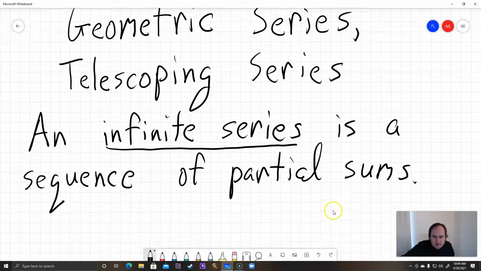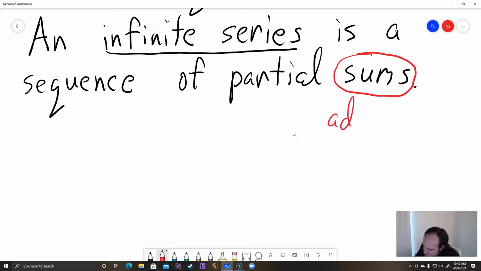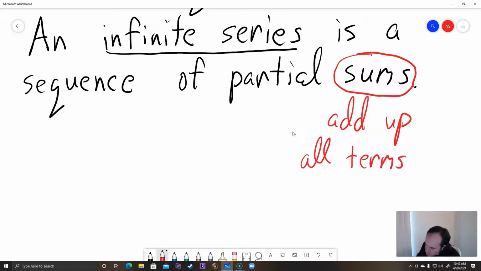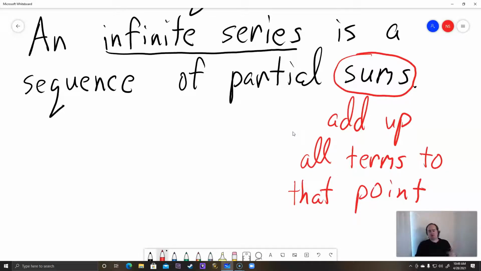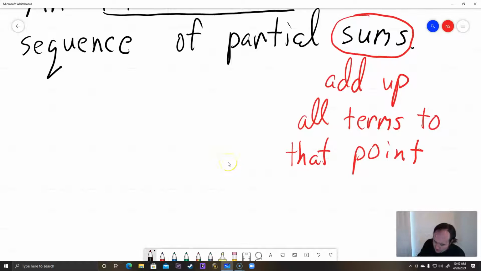So it's a sequence of partial sums, and remember that the word sum means add. So you add up all terms to that point. Okay, that's what a sequence of partial sums means. But like I said, it'll make a lot more sense when we actually do an example. Okay, so let's jump into an example here.